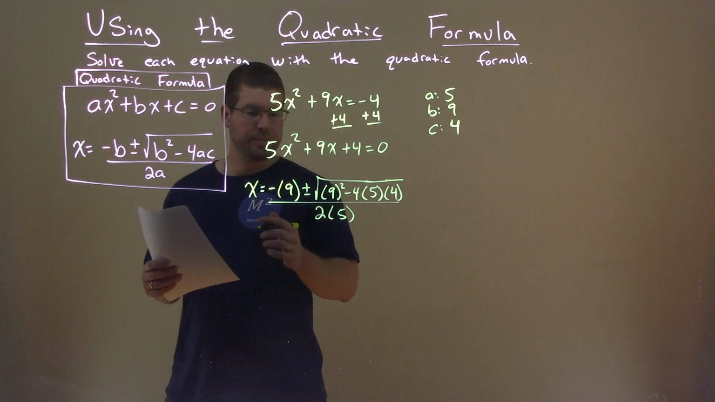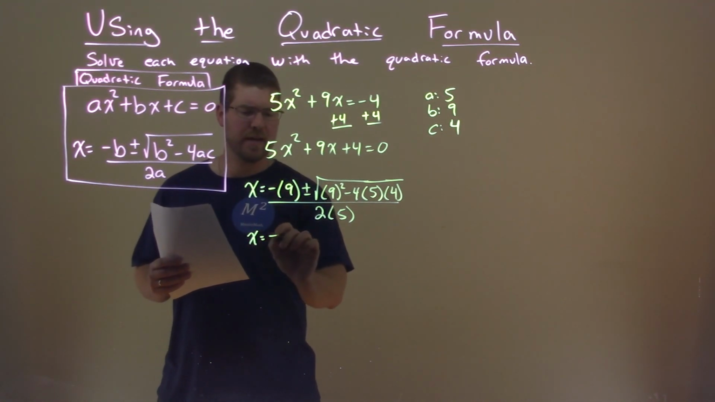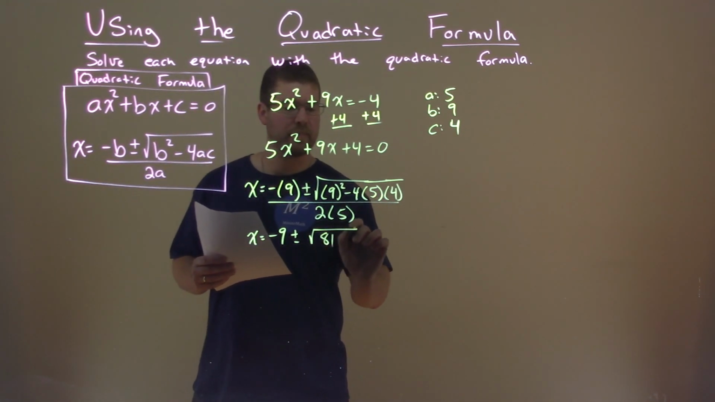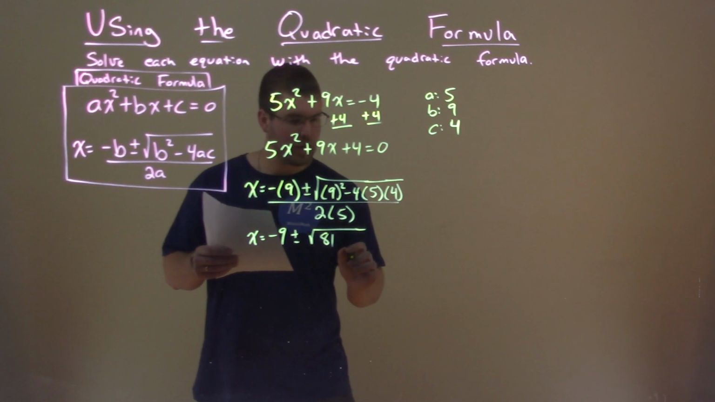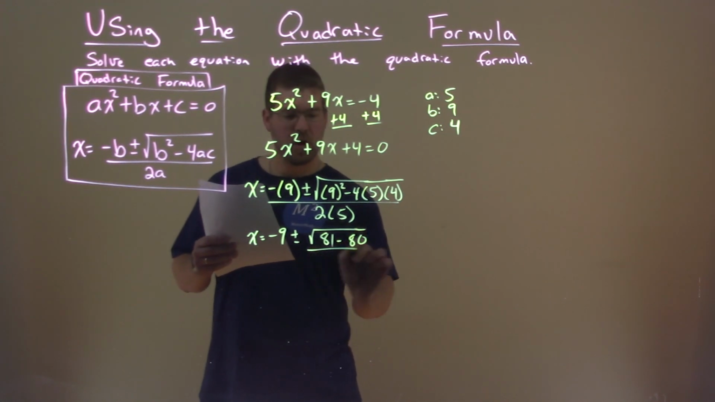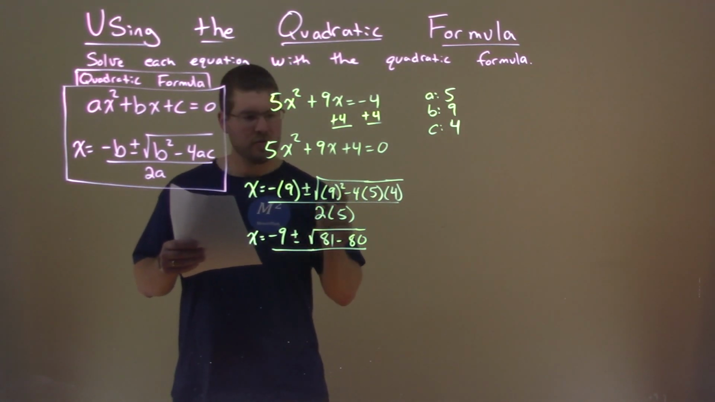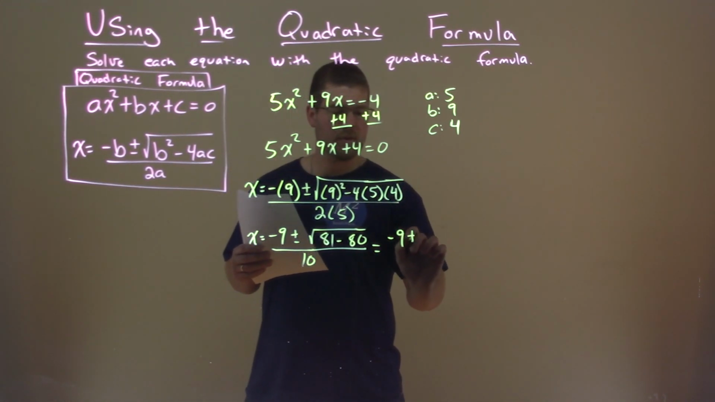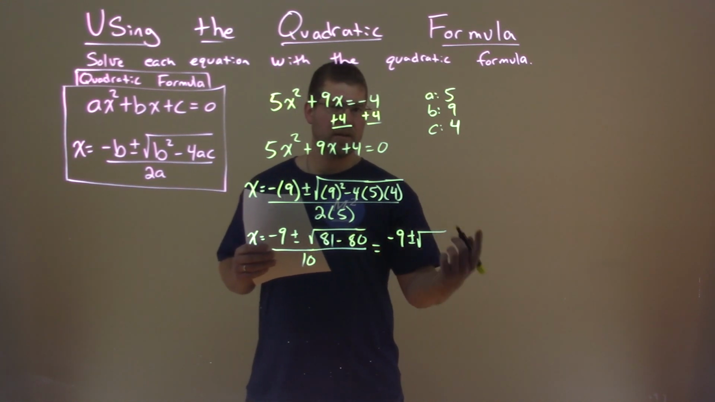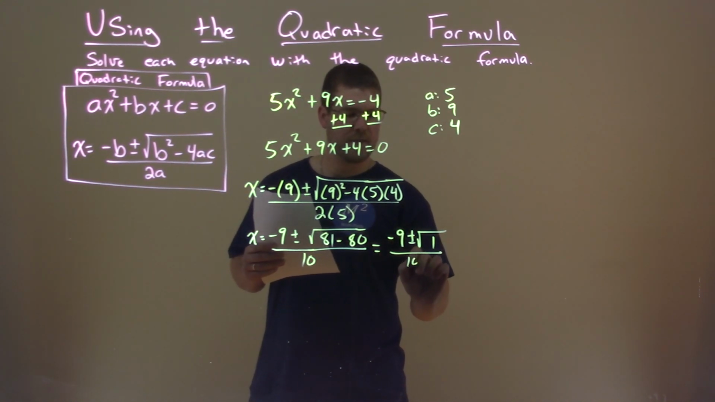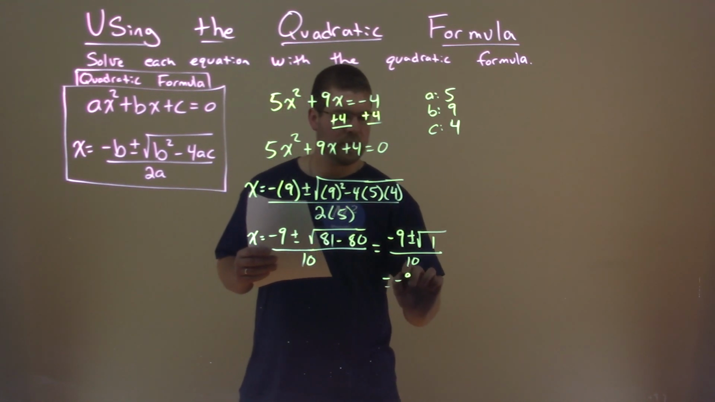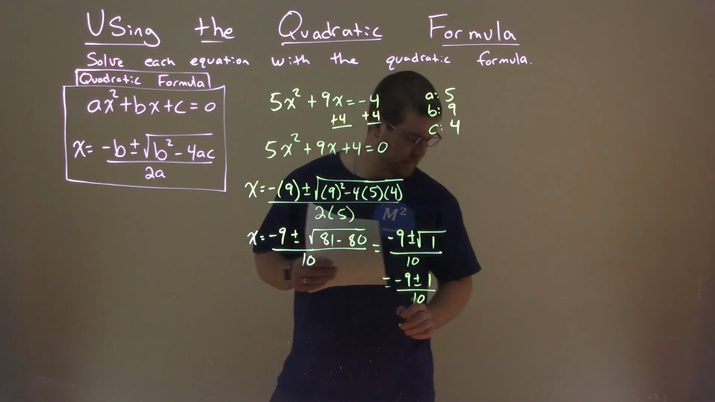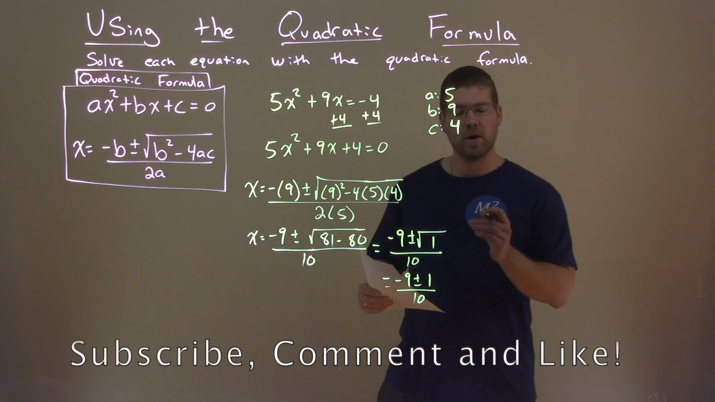So now let's simplify. X equals negative 9 plus or minus the square root of 9 squared, which is 81, minus 4 times 5 times 4, which is 80, all over, don't forget, 2 times 5, which is 10. Simplify that: negative 9 plus or minus the square root of 81 minus 80, which is 1, all over 10. The square root of 1 is 1, so we have negative 9 plus or minus 1 over 10.